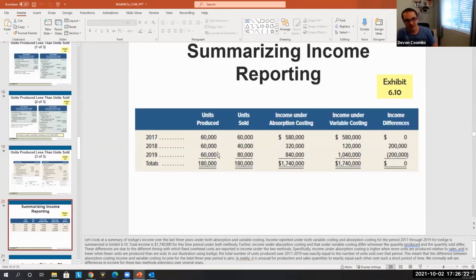So you can kind of see here how it flows, right? Under absorption costing, you get a smoother flow of income. That's another goal. It's easier to compare when we have a smoother flow of income. While under variable costing, we have these wide swings because in this period, we had a lot of costs and weren't able to sell our units. And then in this period, we sold a lot of units but didn't produce them. As you can see how the income changes under the absorption versus variable costing method.